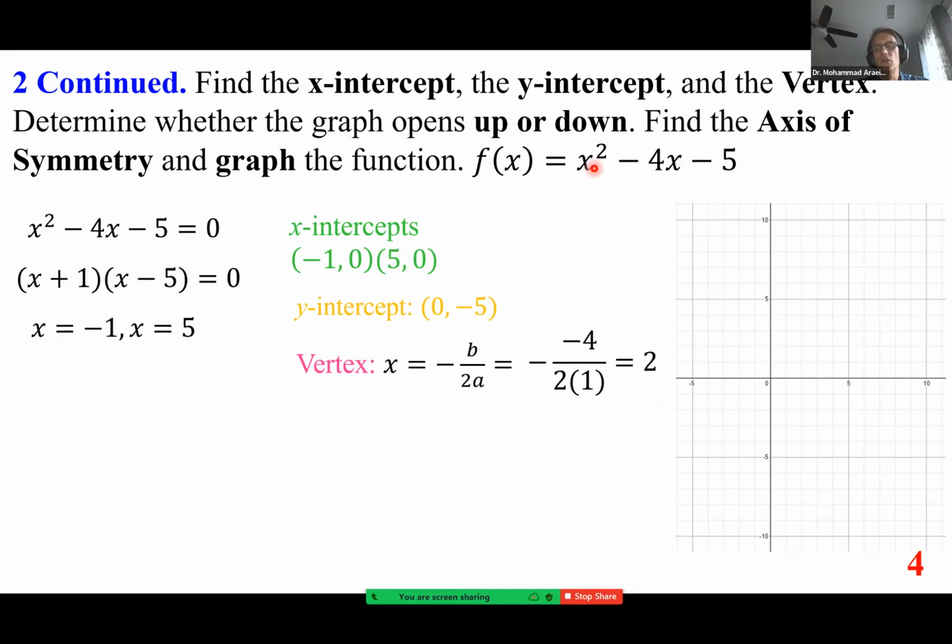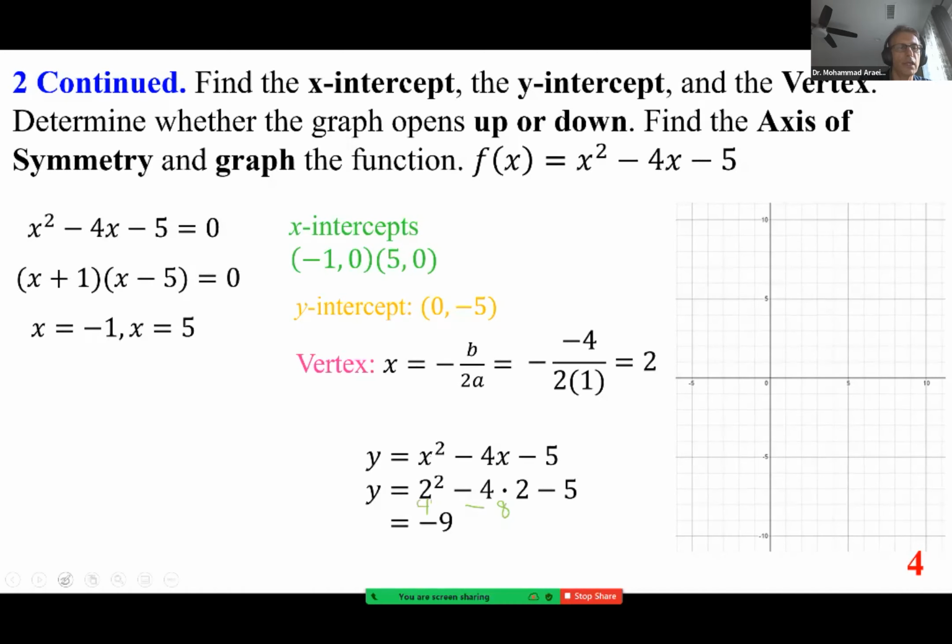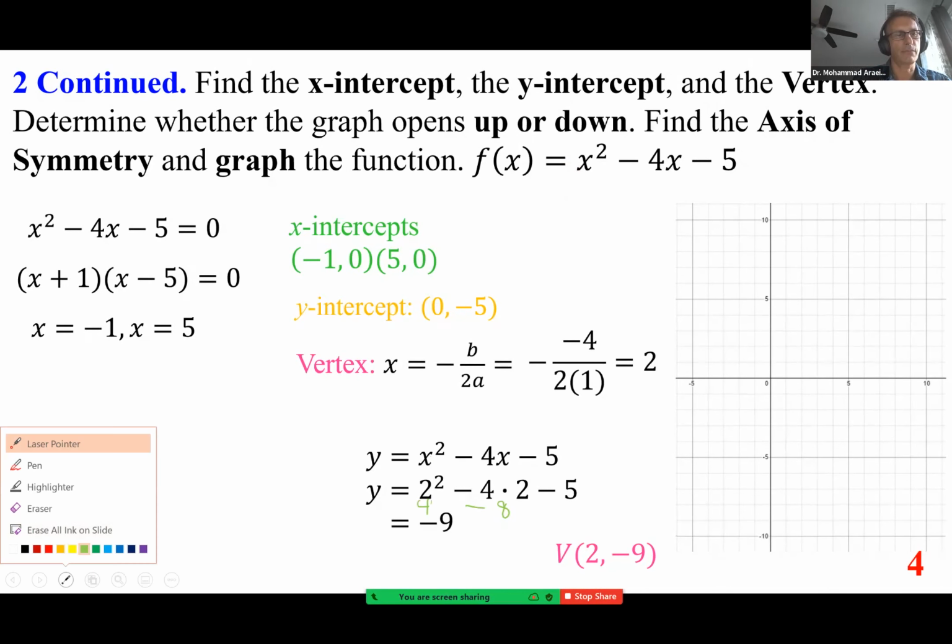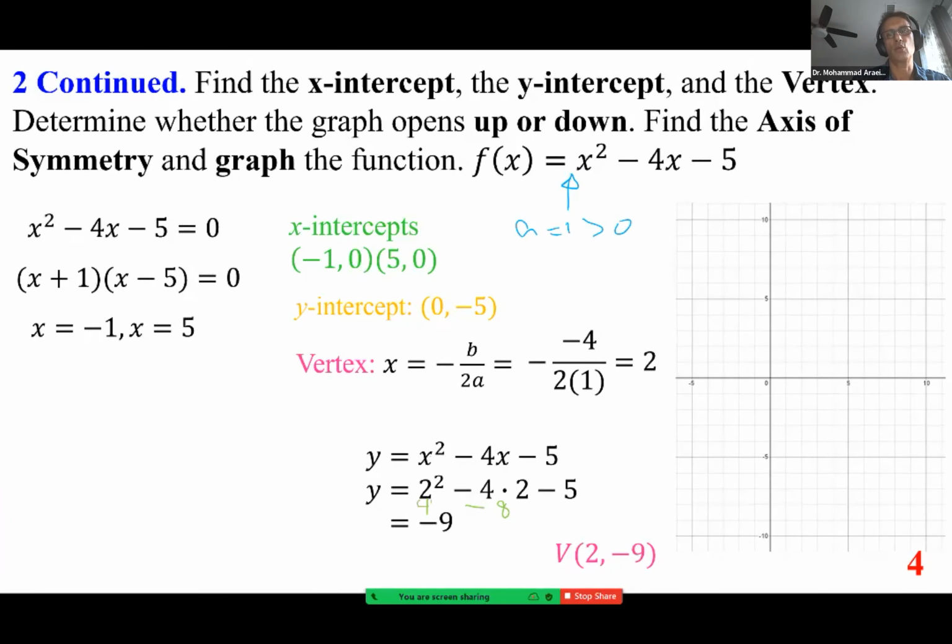Plug in 2 squared minus 4 times 2 minus 5. This is 4 minus 8 minus 5, which is negative 9. The vertex is located at (2, -9). And also remember, a is 1, so it opens up.